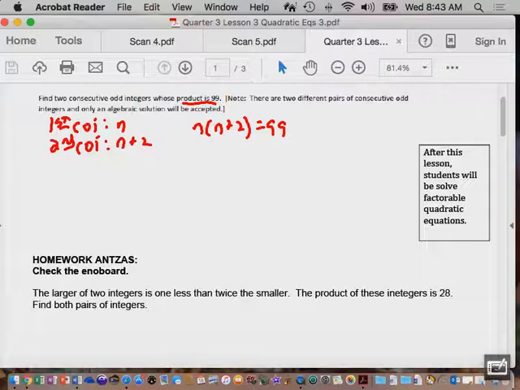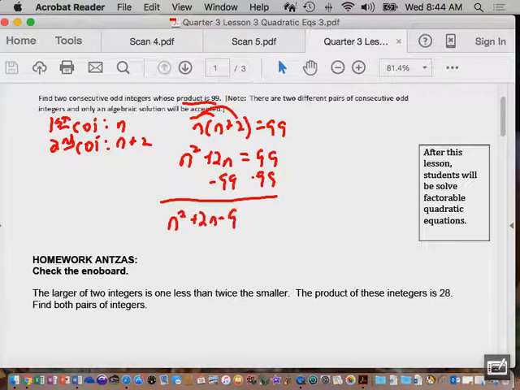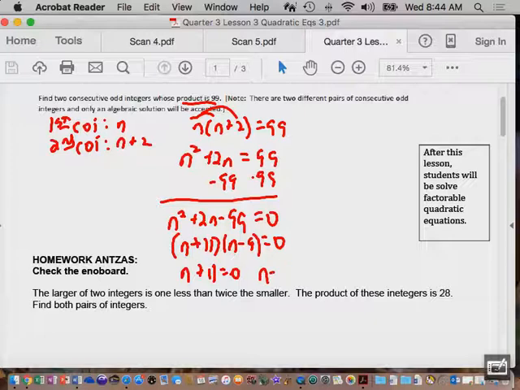I actually think this is pretty easy by comparison to the area ones we've been doing. Distributing the n, I get n squared plus 2n is 99. What do I do next? I subtract 99. Yep, get it all on one side. Good. Minus 99. n squared plus 2n minus 99 is 0. Factor: n plus 11, n minus 9 is 0. Maybe it's the one on the left. Maybe it's the one on the right.